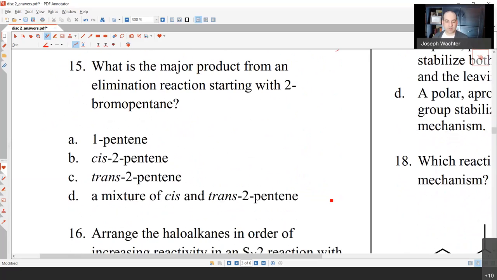Major product from an elimination reaction starting with 2-bromopentane. So 2-bromopentane is here. And if we undergo elimination, E1 or E2, there are two possible products. We eliminate toward the middle or we eliminate toward the outside. Oh, I'm sorry, there's actually a third product as well. There's the cis product.